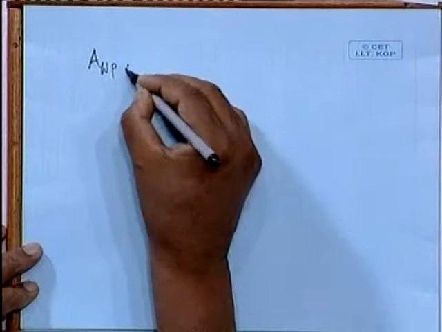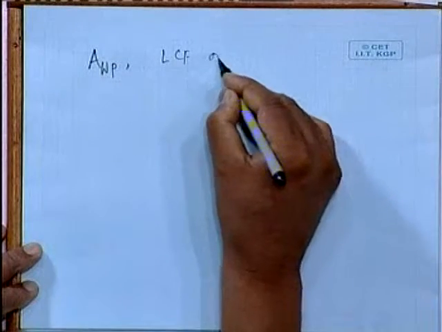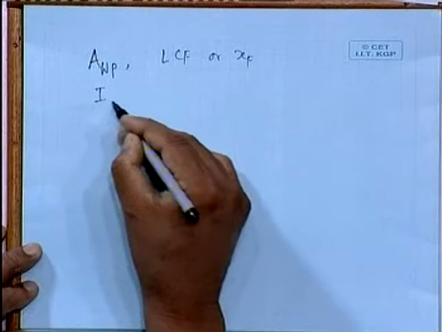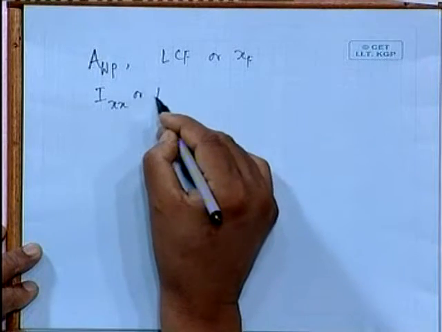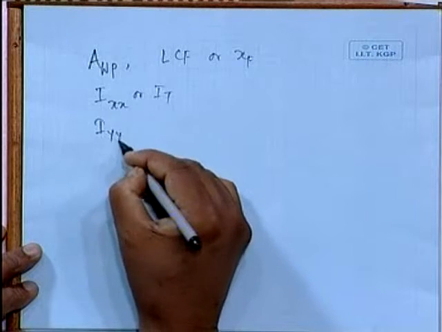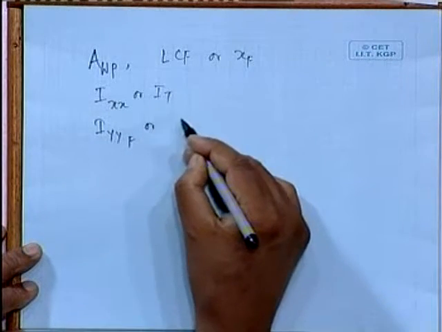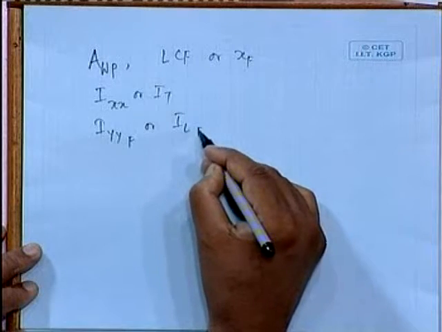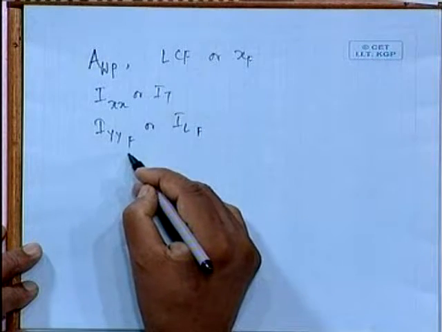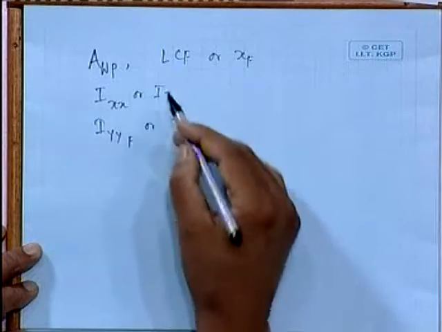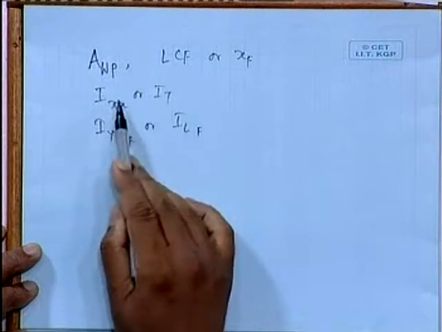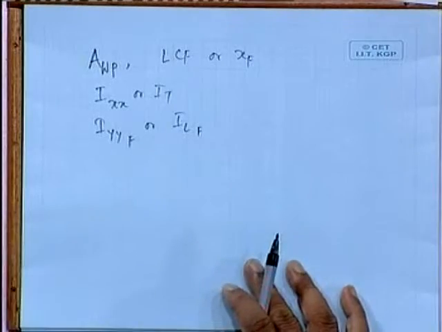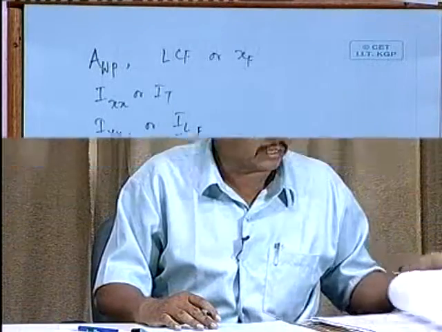Okay. Now let us see where these terms come in. Okay, where these terms AWP. I mean, we have calculated the area AWP, LCF or xf. We calculate Ix or IT and Iyy through F or IL through F. I am writing this F to indicate that it is through center of flotation. We have calculated these four things, this and this. Where does it fit in? And how do I represent that in hydrostatic calculation?